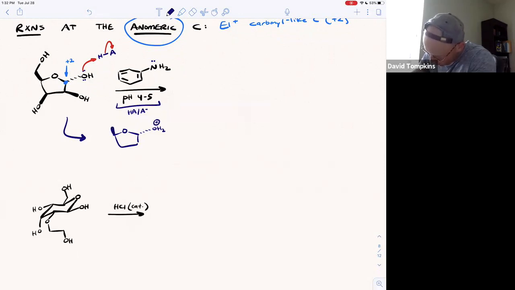All of the other alcohols could be protonated, but that would not lead to a reaction since they are alcohols and are not bound to the anomeric carbon.